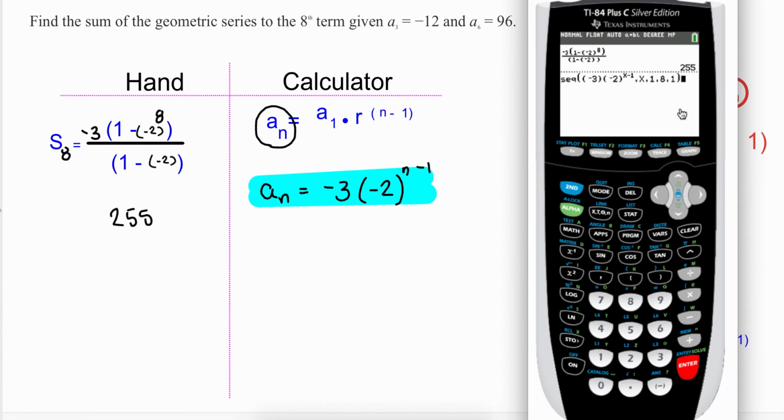There it is, my sequence. I press enter one more time. And voila, those are all the terms of my sequence. There's my first term of -3. My third term is -2, 4, 5. My sixth term is 96.